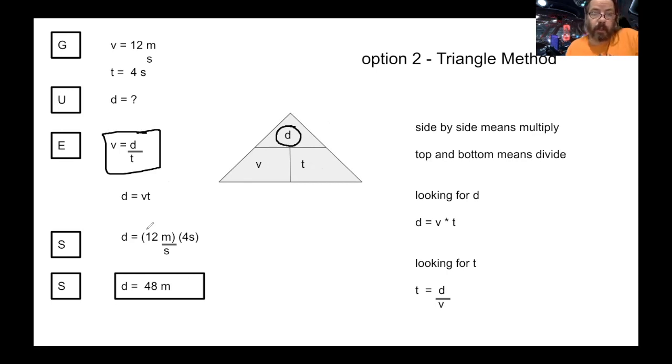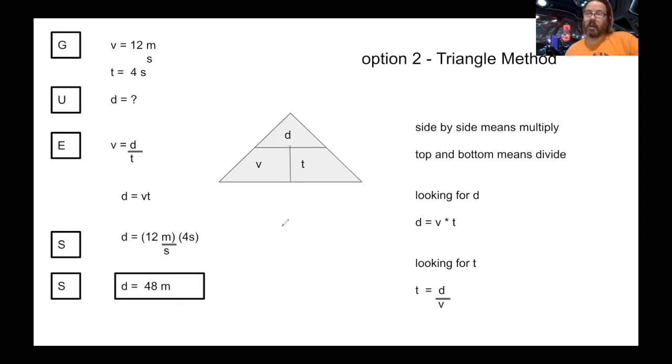So now we're going to plug in our numbers, 12 meters per second times 4 seconds, and that's going to be 48. And the seconds divided by seconds cancel, or equals 1. And 1 times 48 is 48. And we have our final answer.